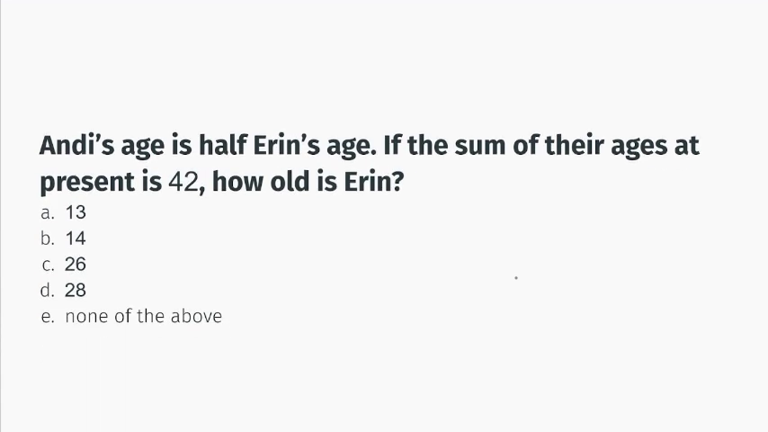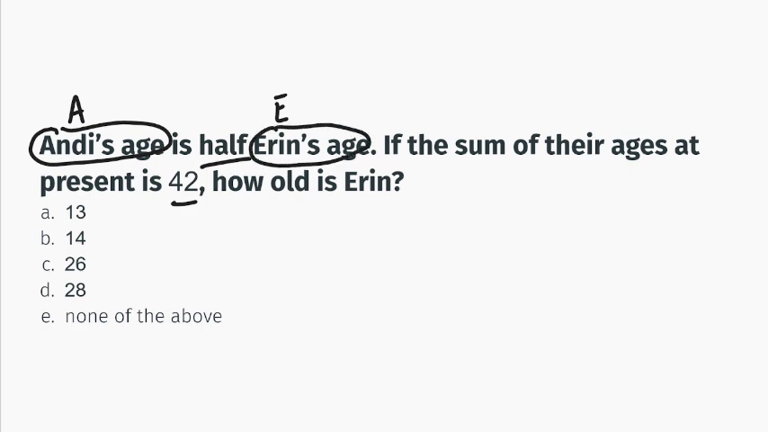Next, let's move on to number 7. So Andy's age is half Erin's age. If the sum of their ages at present is 42, how old is Erin? So essentially, we can express A as Andy's age and E as Erin's age. So the relationship between A and E: Andy's age is equal to half of Erin's age. So A is equal to 1 half E.